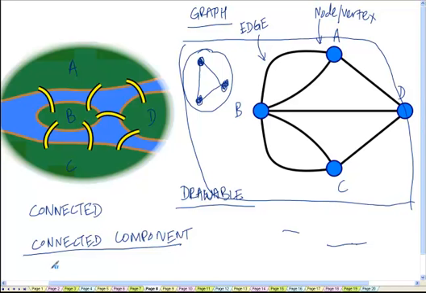Okay. Another term is cycle. A cycle, as you can expect, is just a path which ends at the same vertex from where it starts. Right? So BADCB is a cycle. BAB is also a cycle.